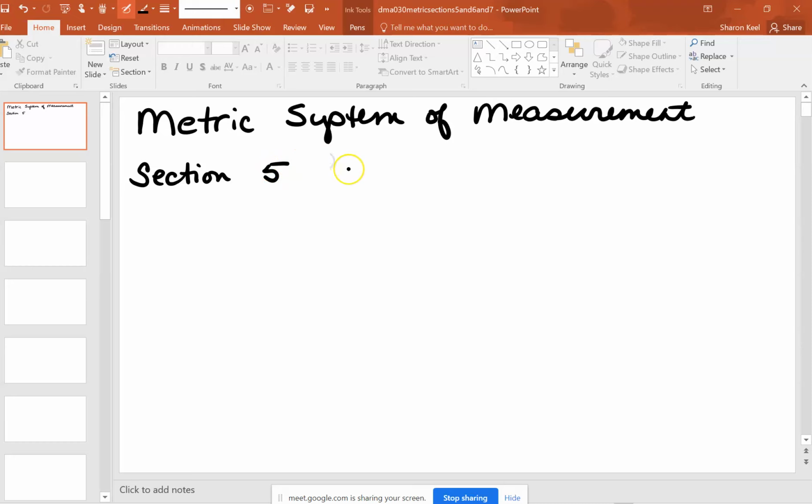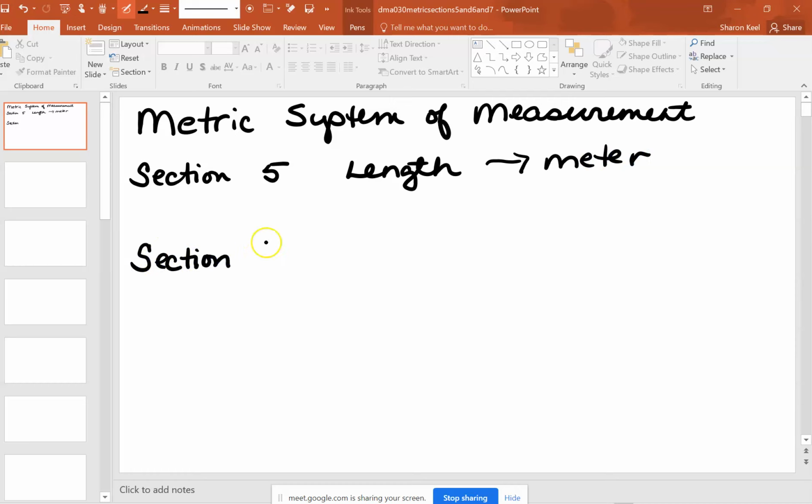Section 5 is on length. And when we talk about length in the metric system, the unit is the meter. In section 6, it's going to talk about weight. Weight would be the measurement of grams.